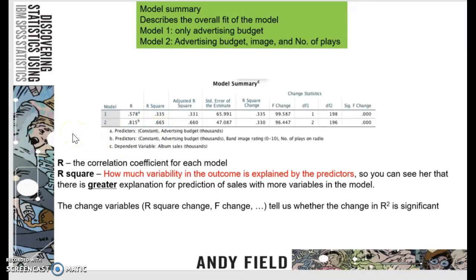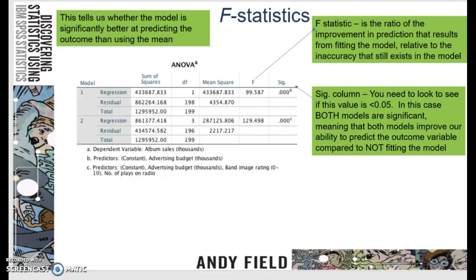So the first model only explains 33% of sales, and the second model explains 66% of the sales. The second model is telling us that when we put more variables into the model, it explains the amount of sales more accurately than when we only have one variable in the model. Okay, your F statistic, again, this is model 1, only using advertising budget. Model 2 is all of the variables. And this ANOVA table tells you which of the models is significant. You'll notice that both model 1 and model 2 are significant.